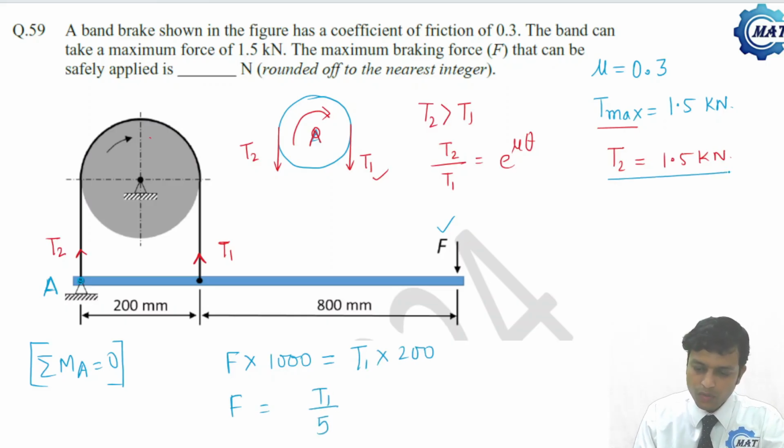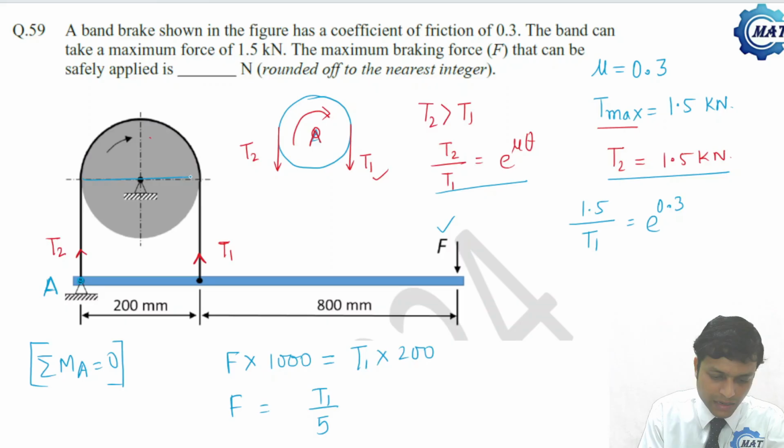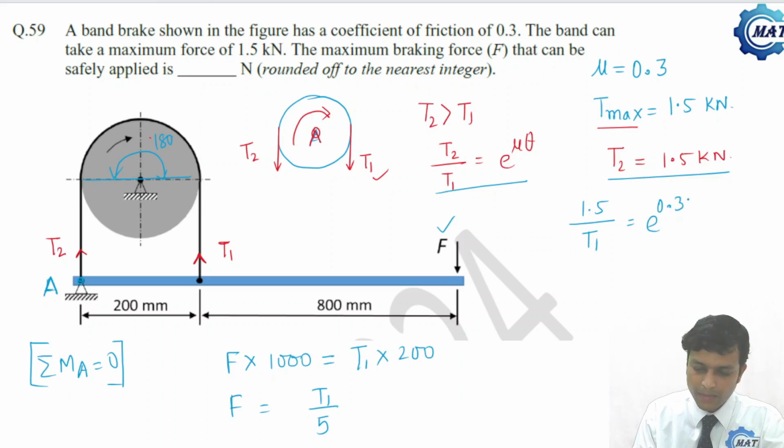Now T2 is 1.5 kilonewton. If I use this equation, 1.5 by T1 is e to the power mu, mu is 0.3. And what is theta here? Here theta is 180 degree, that is pi, and doing that, e to the power 0.3 into pi is 2.57.